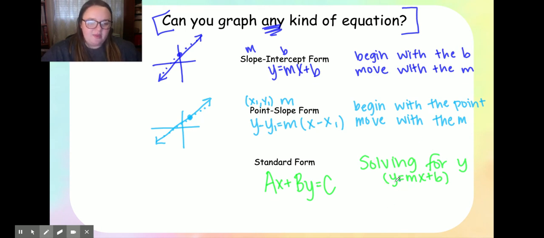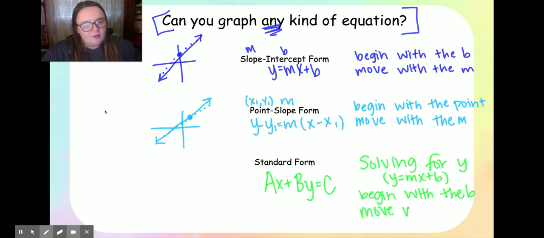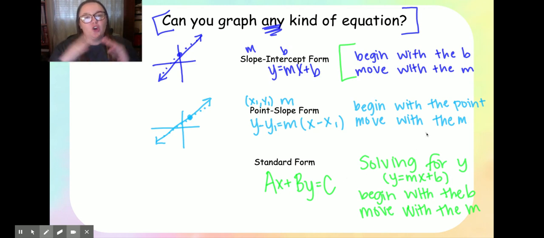So you would solve for y. Then once you have this format, you begin with b. Begin with the b. And then your other step, you would move with the m, and you would be done. It is exactly like slope-intercept form once you change it into slope-intercept form. The only thing you've got to do with standard is solve for y. So we're going to make sure we are good on that process so that we can answer this question at the end of the video with a definite yes, okay? Again, I'm going to make sure that we have these two under our belt and that we are good, and then we're going to make sure we can solve for y, okay?